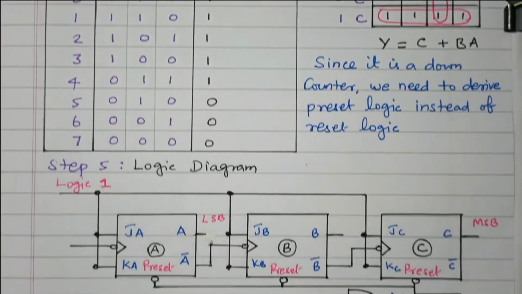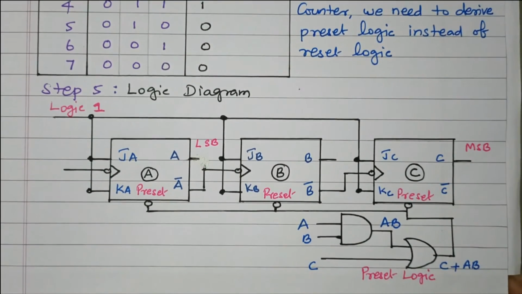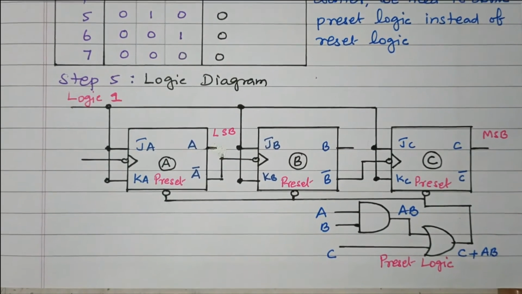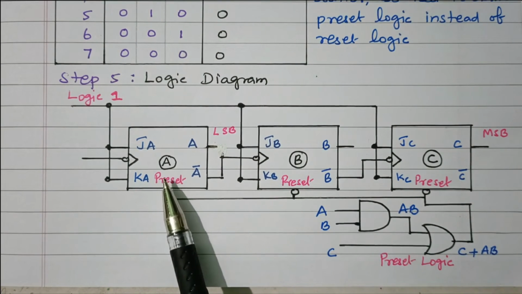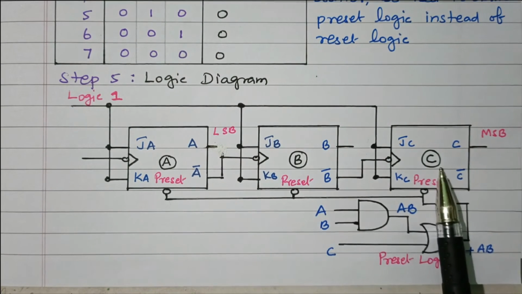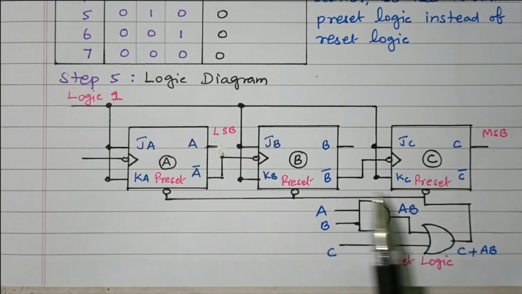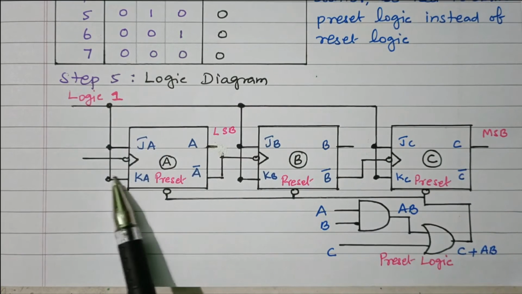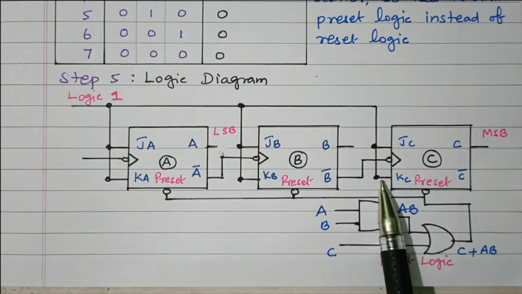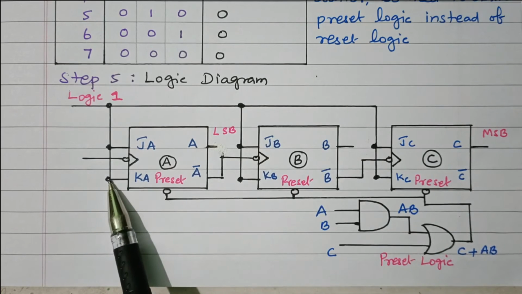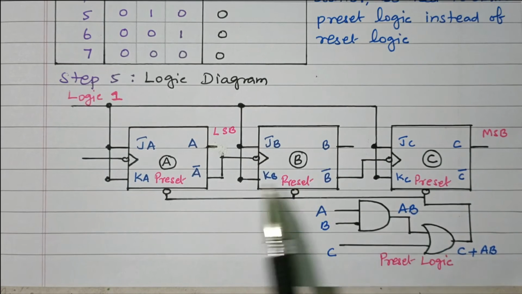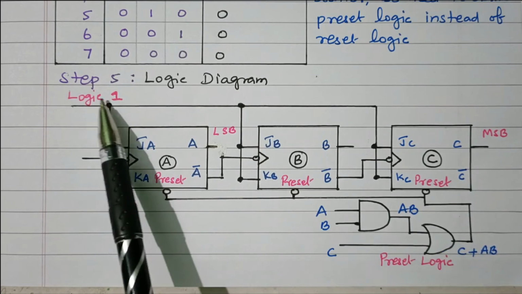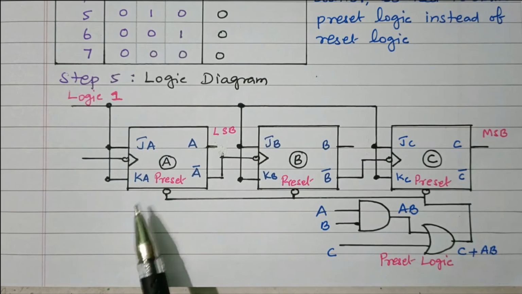Now we'll see the logic diagram. Based on the design, we'll go for the logic diagram. So we already discussed there are three flip-flops needed, A, B, C. We are using JK flip-flop. The logic high is given to J input as well as K input. J also logical high, K also logical high. All three flip-flops receive the logic 1 as an input.